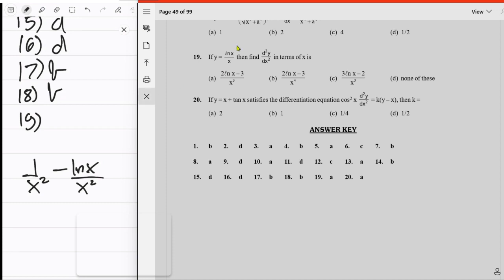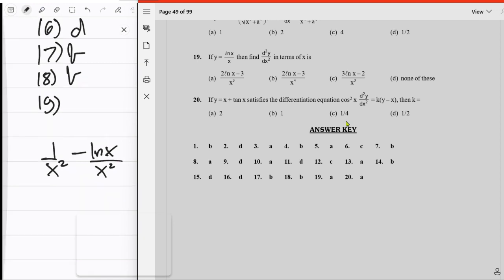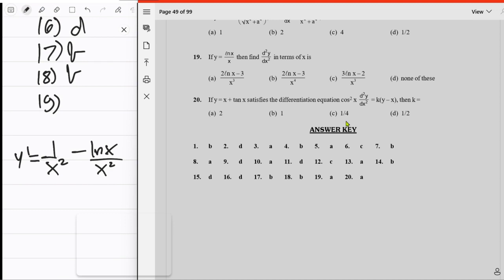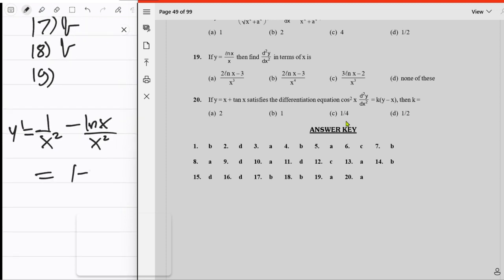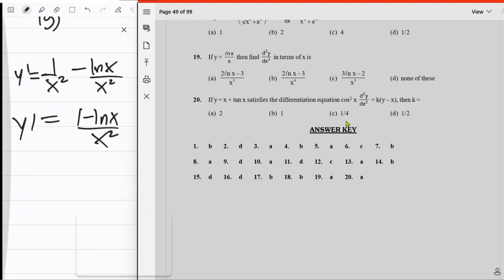Sure, it's like 1 upon x, and then that's just 1 upon x squared. So 1 minus natural log of x upon x squared. Oh, that's y dash, sorry. For a second I thought that was just too easy. It's not. Okay, so that's y dash. Let's do y double dash now.